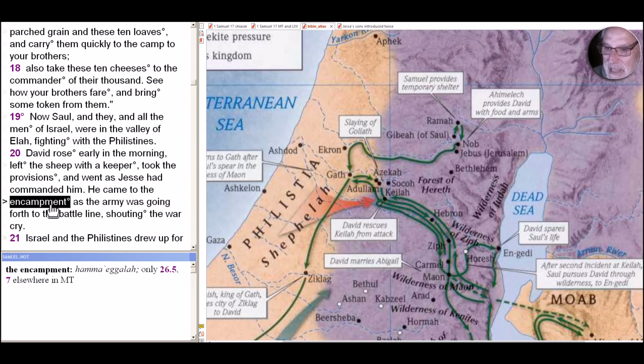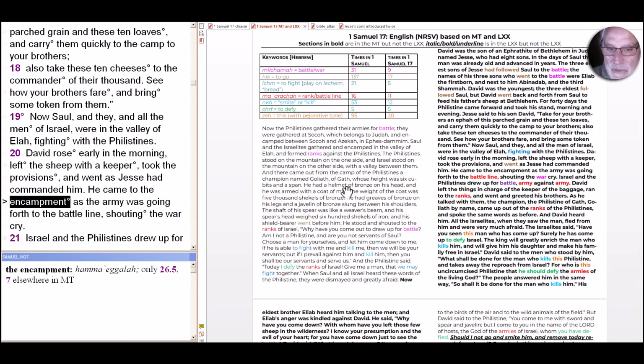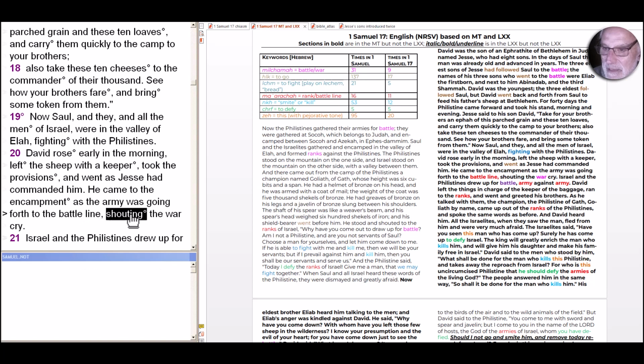And he came to the encampment, a rare word here, given the commonality of words for camp and ranks and battle lines and all those things. This is a different word here. And the army was going forth to the battle line, shouting the war cry. And so that's the scene as we have it here. David simply being sent to bring food to his brothers, and yet when he gets there, there's a battle going on. And we'll see what the young shepherd boy thinks about the battle. He's certainly not going to be focused on the bread and the cheese.